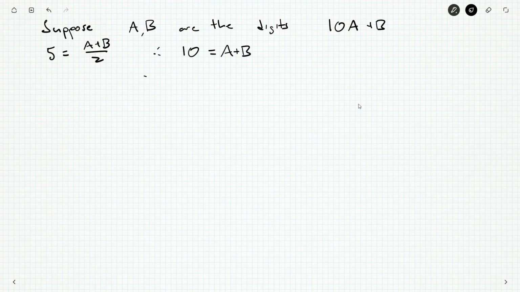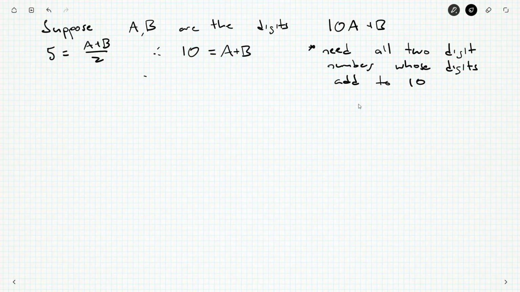So really, we're just looking for all 2-digit numbers whose digits add to 10, instead of trying to do that average calculation. You can start, well, if the first digit's 1, you get 9. And that's really the only one that's going to work. If it's 2, then 8. Then 3, then 7. Then 4 and 6.